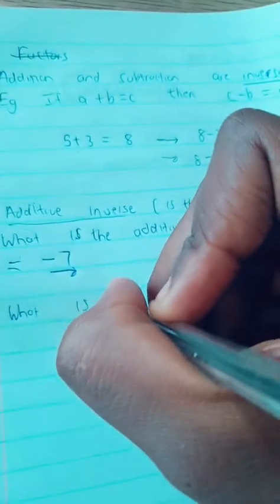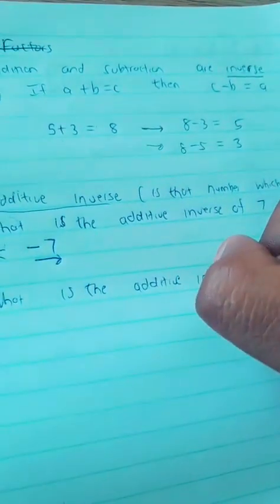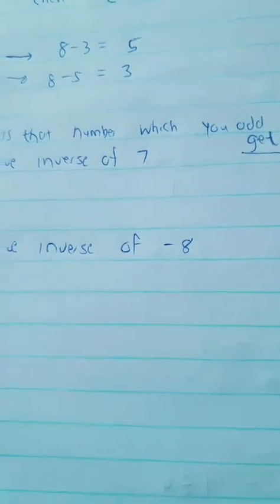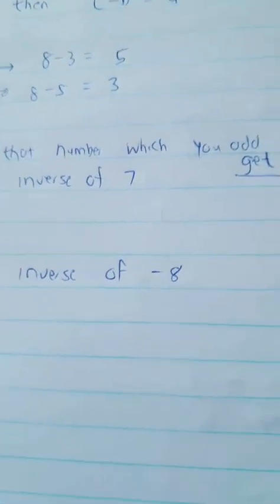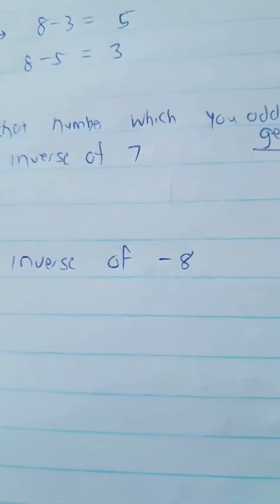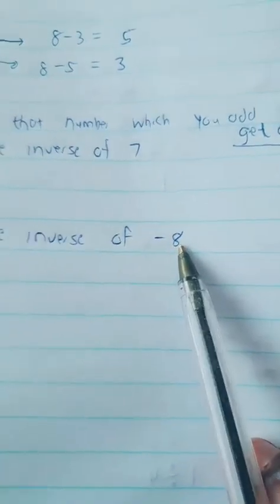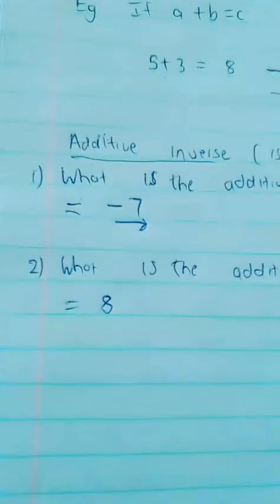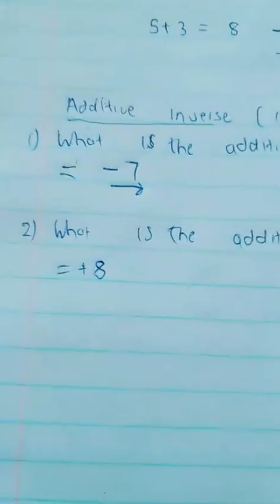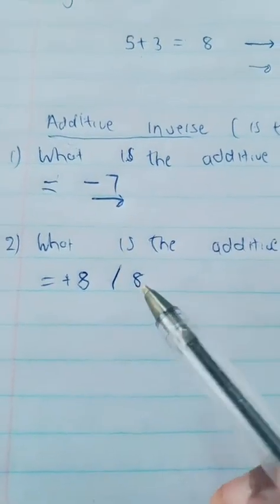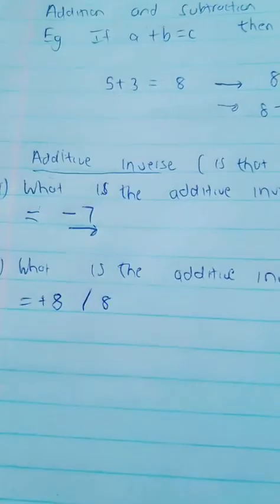What is the additive inverse of negative 8? You're asking yourself, what number can I add or subtract to negative 8 to get 0? Because an additive inverse is that number that you would add or subtract to a particular number to get 0. So the additive inverse of negative 8 is 8. If you write plus 8, that's also fine. Whether you write plus 8 or 8, they are basically the same thing. I think we've gotten the whole additive inverse.